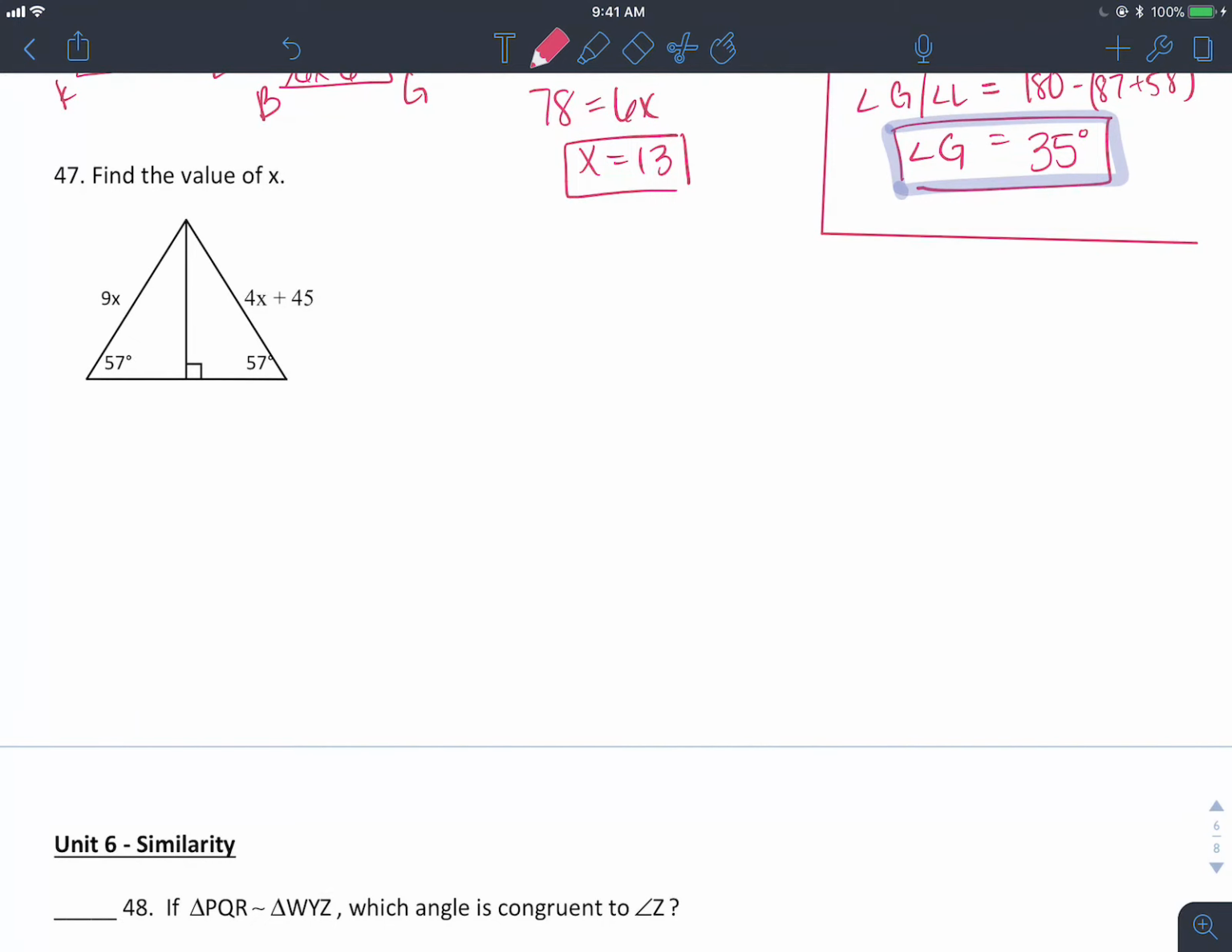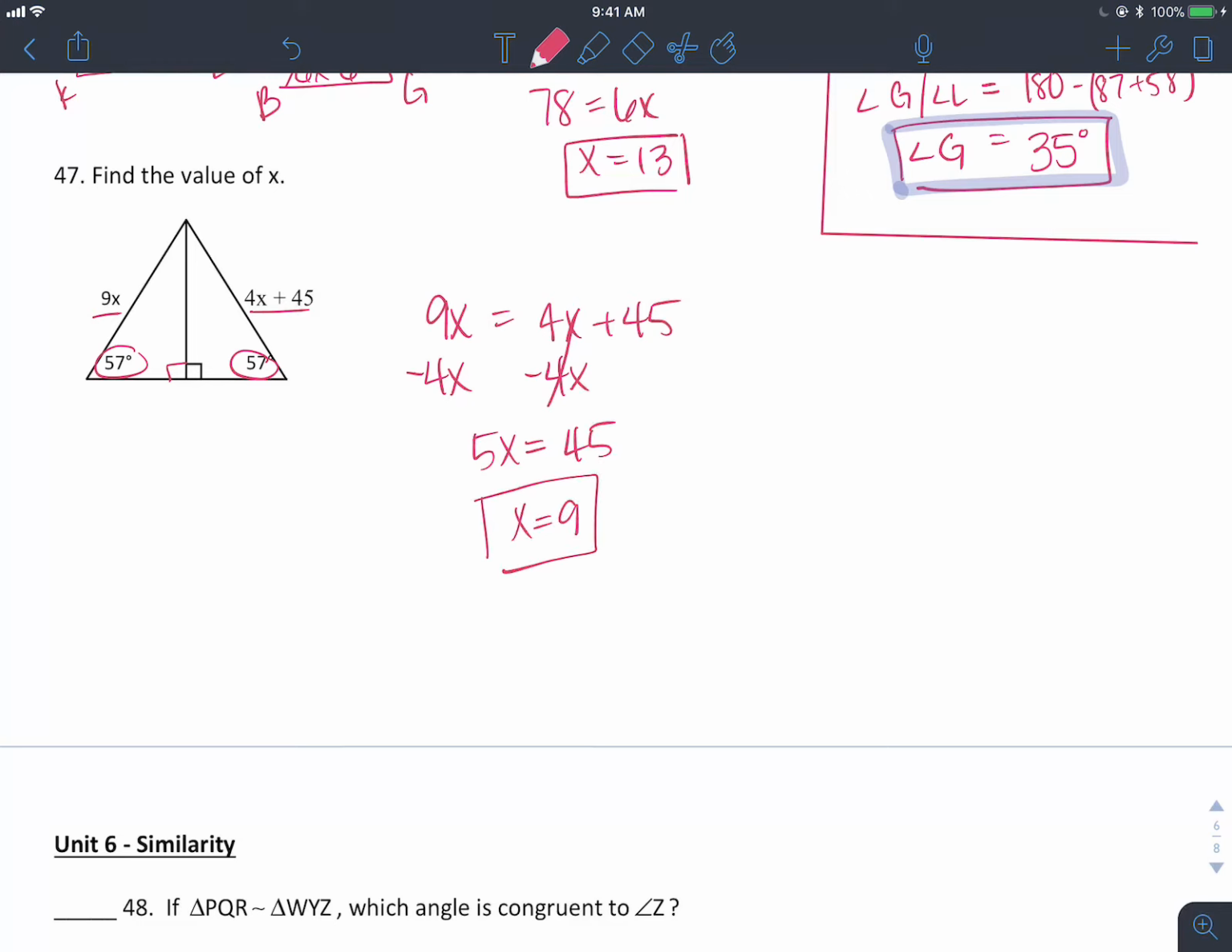All right, on number 47, we have a right angle. We have 57 and 57, so that means that these two sides are congruent. So 9x is equal to 4x plus 45. We're just solving for x. We're going to get 5x equals 45 and x equals 9. That's about it on 47.